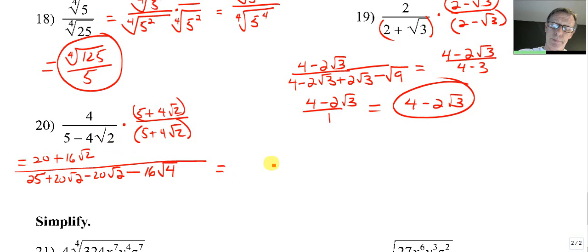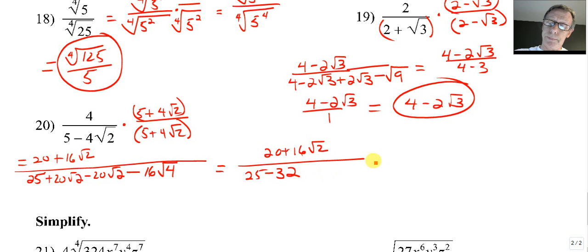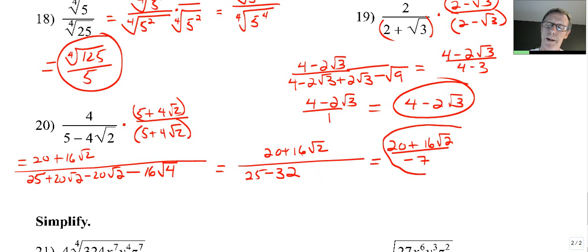So let's simplify that. We'll have 20 plus 16 times the square root of 2 all over 25. The middle part drops out, and the part coming out of the radical will be a 2, which will multiply by 16, so that'll be minus 32. 20 plus 16 times the square root of 2 over negative 7. And this negative 7, we can see that it would not divide into any other thing in my numerator, so that'll be my final answer.